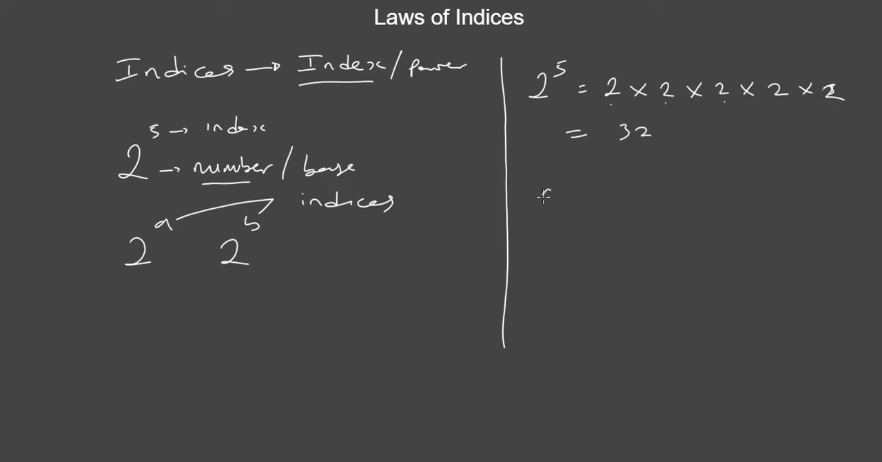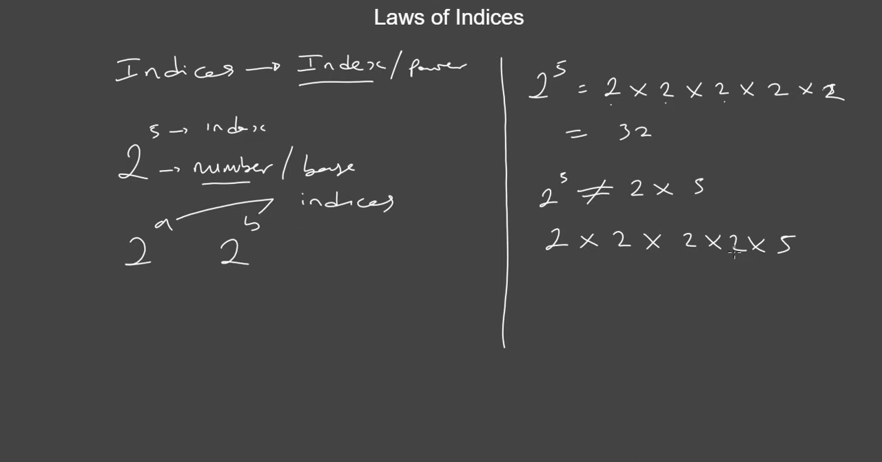So which means 2 raised to the power 5 is not equal to 2 times 5. This is wrong. This is not what it means. It means you take this 2 and multiply it by itself 5 times. So that is how you express or write out numbers that are raised to an integer.